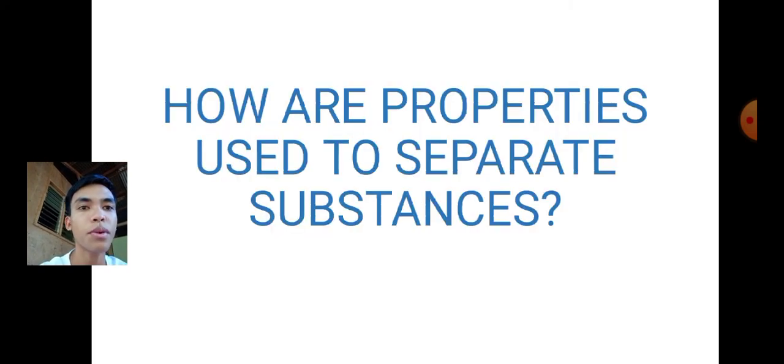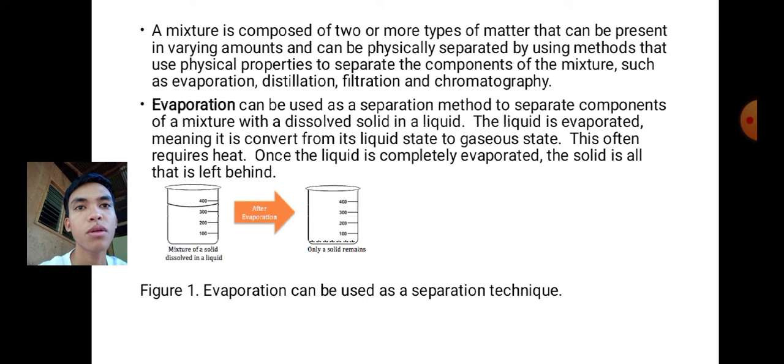Next, how are properties used to separate substances? A mixture is composed of two or more types of matter that can be present in varying amounts and can be physically separated by using methods that use physical properties to separate the components of the mixture, such as evaporation, distillation, filtration, and chromatography.